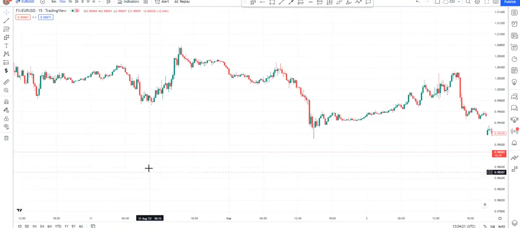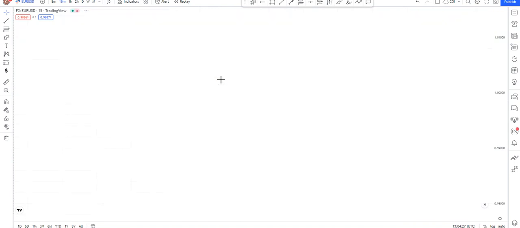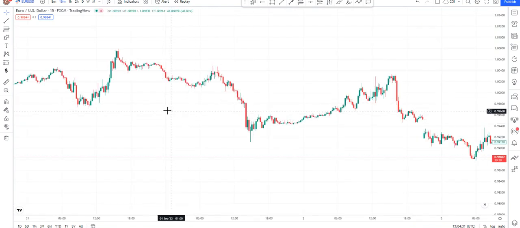What we have to do is go inside and observe where the price first made a break of market structure. That's what we are doing in this case.